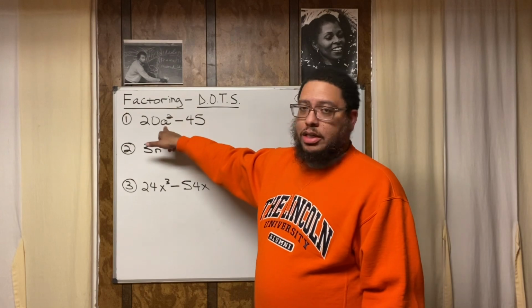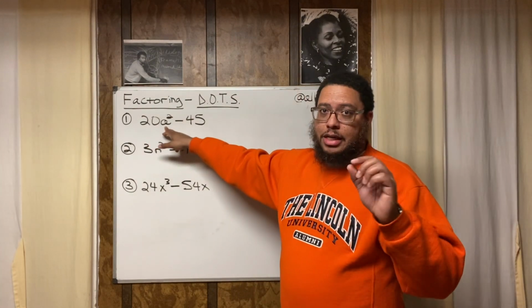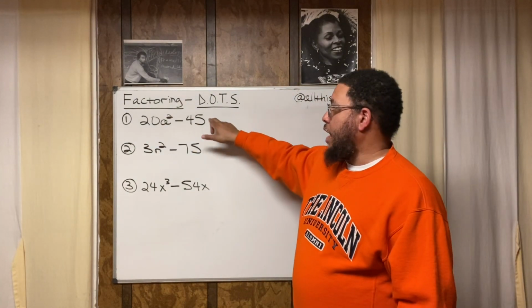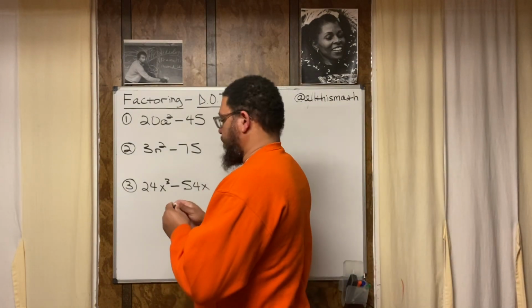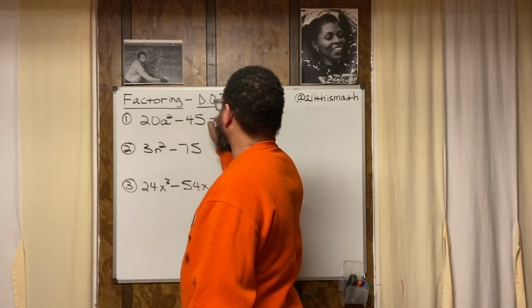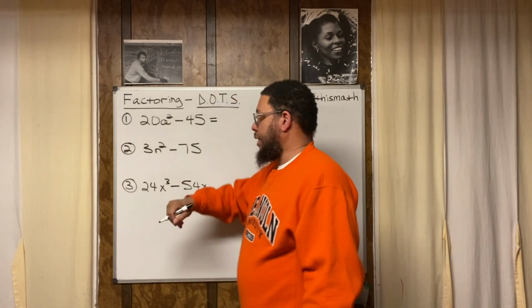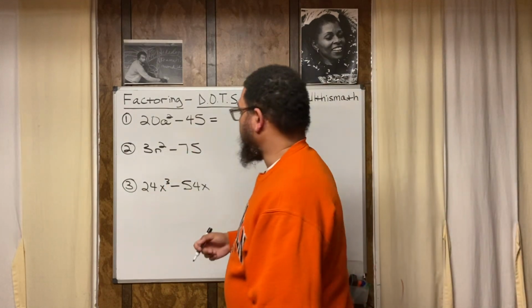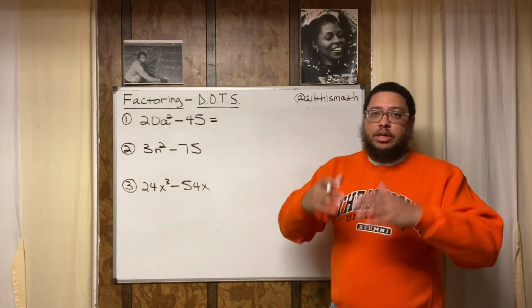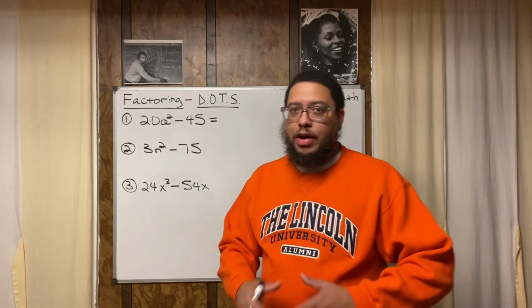A is not part of the GCF because A is not common. The C in GCF stands for common. 45 don't have no A. So watch this. Like I told you, it's like a key. It's going to unlock the expression, so you're going to be able to do some more factoring. Because remember, we factor completely. We don't factor incompletely.